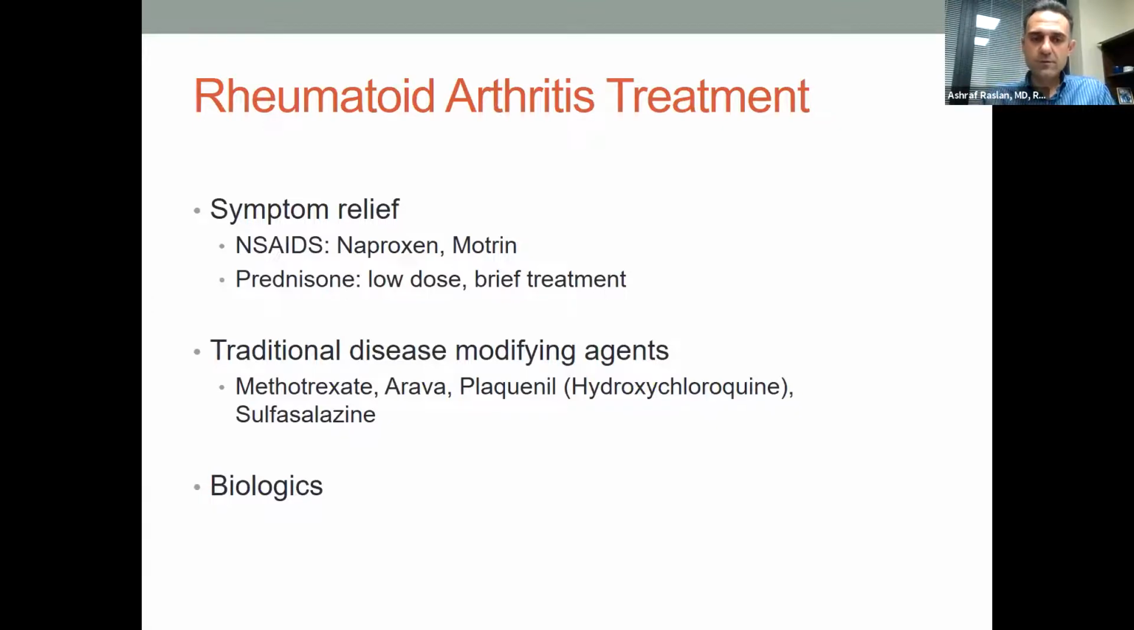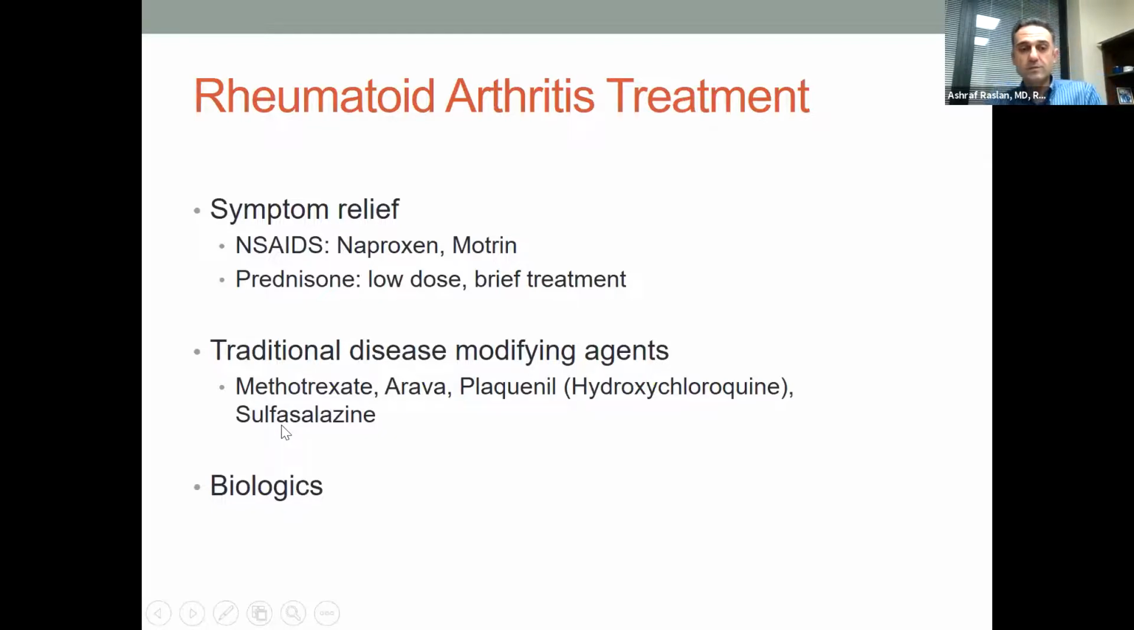Now, the more specific therapies that we have are what we call the disease-modifying agents. The reason we call them disease-modifying agents is because they do modify the immune system, and by modifying the immune system, they modify the course of the disease, they prevent damage, they decrease symptoms, they improve long-term results with rheumatoid arthritis. So we have oral medications. The most common we use are methotrexate, Arava or leflunomide, Plaquenil or hydroxychloroquine, famous medication now, and sulfasalazine.